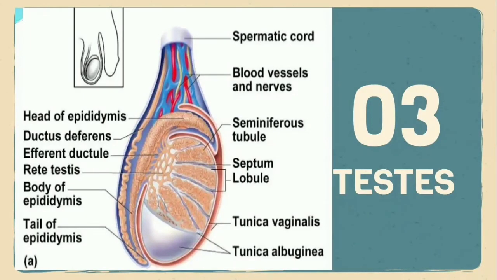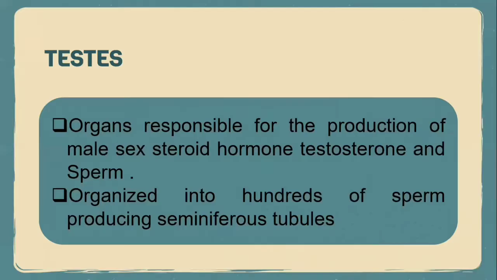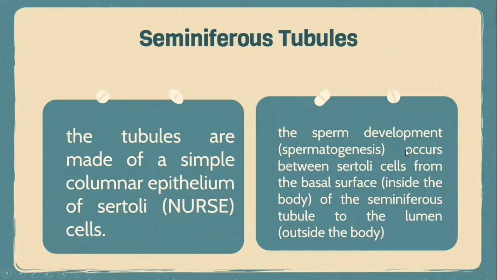Testis. The testis is an organ which produces spermatozoa and is responsible for the production of the male sex steroid hormone testosterone and sperm, and is organized into hundreds of sperm-producing seminiferous tubules. Next, seminiferous tubules. The tubules are made of a simple columnar epithelium of Sertoli cells. Sperm development, spermatogenesis, occurs between Sertoli cells from the basal surface of the seminiferous tubule to the lumen.